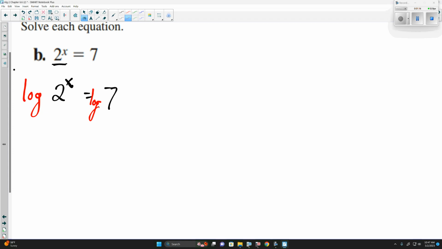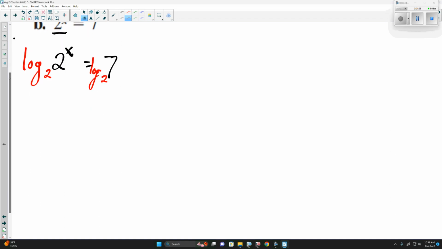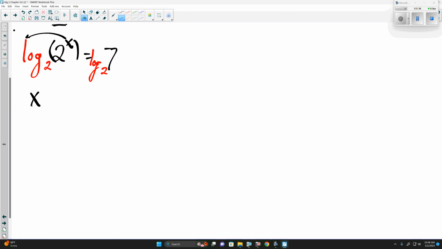Now for this here, I'm going to apply not just any log, but a specific log to both sides. And that's going to be log base 2. We're going to apply log base 2 to both sides. Now one of the nice things with applying log to both sides is that our exponent property states that we can move the exponent to the front. Telling us that we have x times log base 2 of 2 is equal to log base 2 of 7.